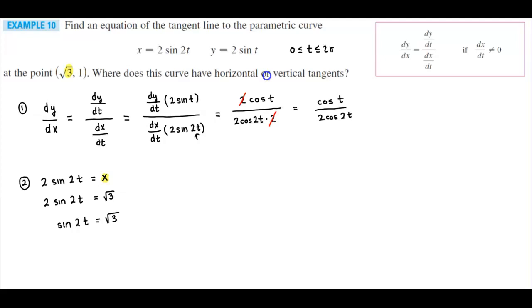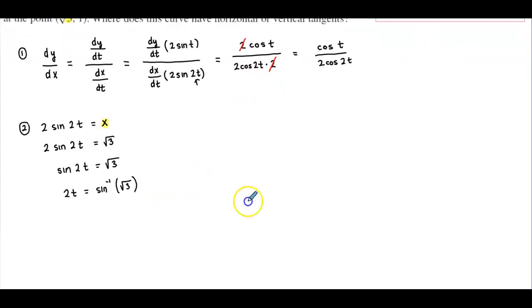Okay, and then we want to find the inverse sine. That means 2t is equal to the sine inverse of the square root of 3 over 2. And the sine inverse of the square root of 3 over 2 we know is pi over 3. And then if we want to solve for t by dividing both sides by 2, that means that t is now going to equal pi over 6.